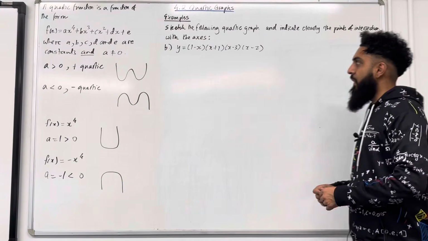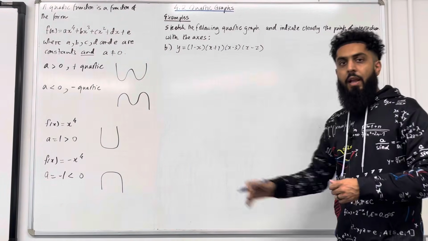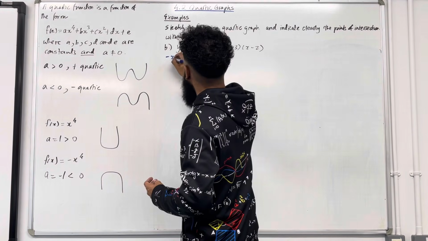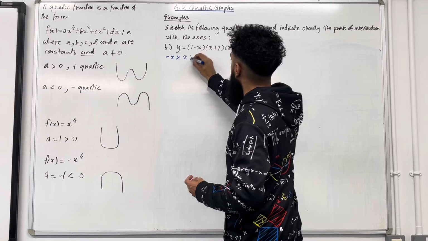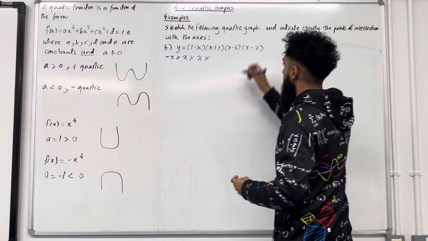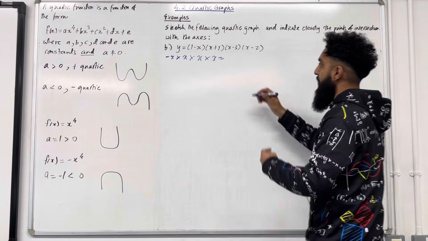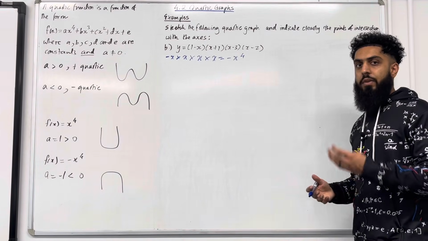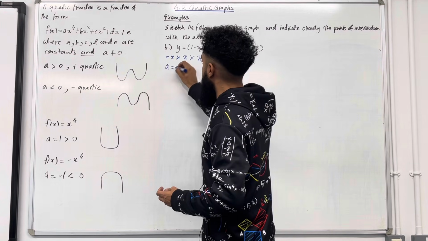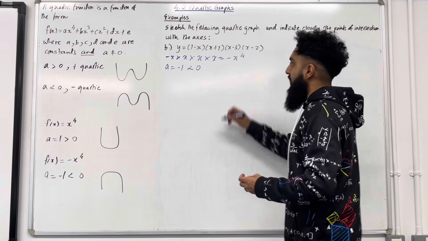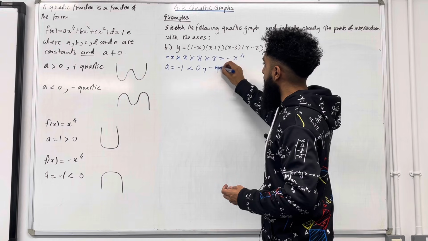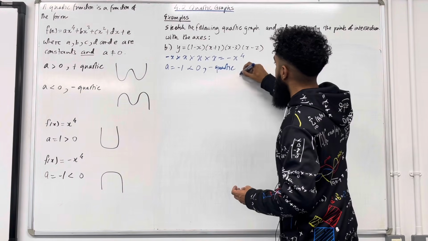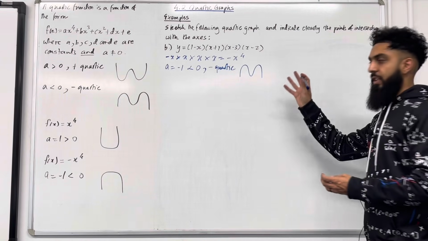Moving on to part B. Now we're going to sketch this graph. Let's start off by working out the coefficient of x to the power of 4. So I've got minus x multiplied by x, multiplied by x, multiplied by another x. This reduces to minus x to the power of 4. So the coefficient of x to the power of 4, in other words, the value of a, is negative 1, which is less than 0. So now we have a negative quartic. A negative quartic takes on an M shape. So we've got the shape of the graph.